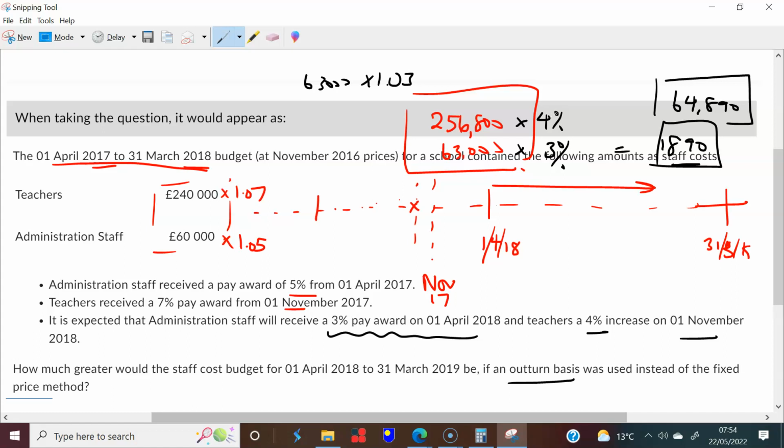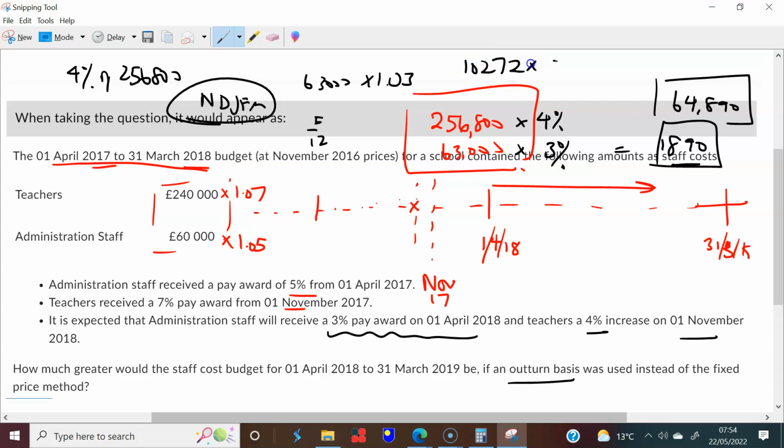And when you find the 4%, find 4% of the 256,800. And then you need November, December, January, February, March. You need 5 months of when it will happen. So multiply that by 5 over 12. So let's do that. So 4% of 256,800 is 10,272, and then multiply that by 5 over 12, and that takes you to 4,280.